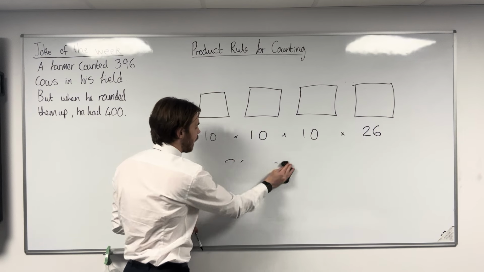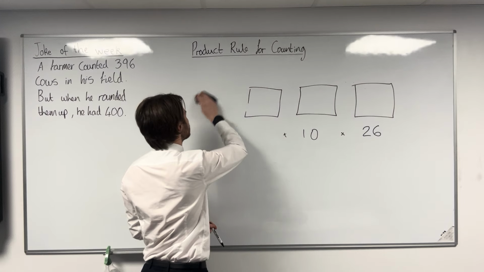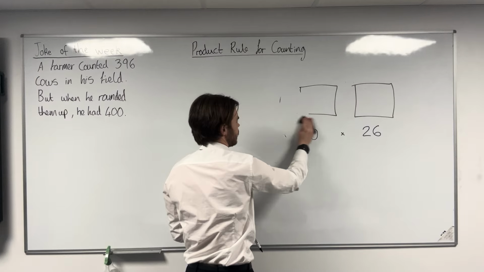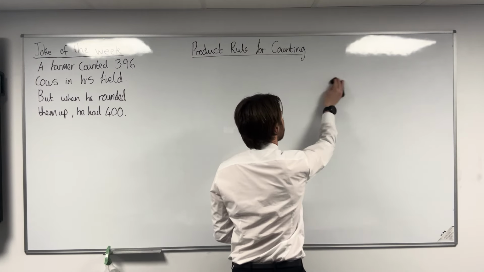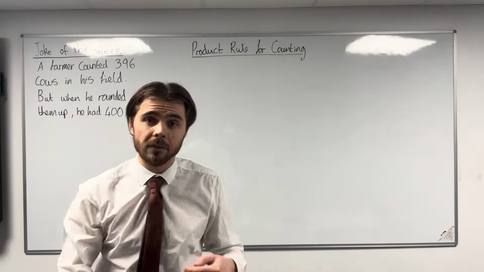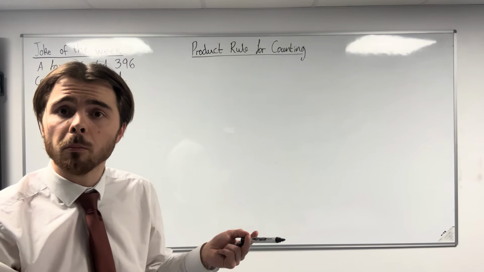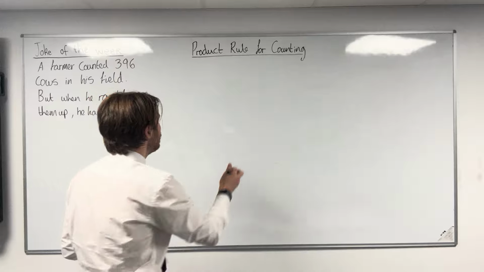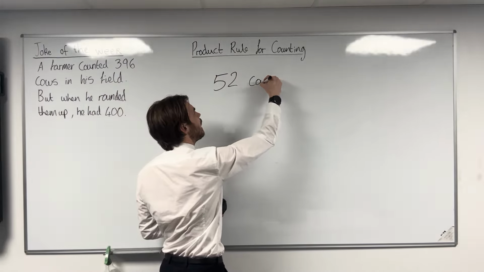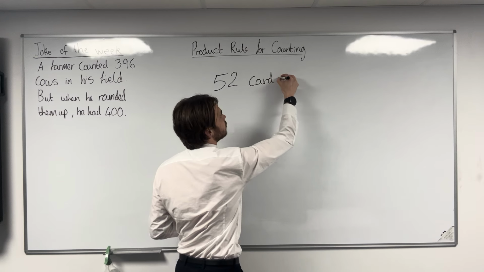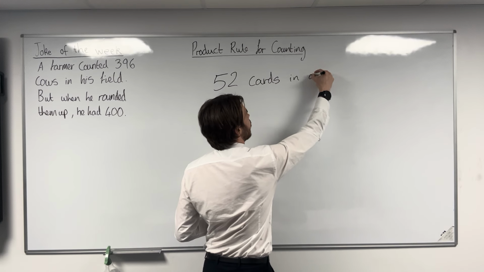Now, we're going to look at one last example that's a slight bit different from product rule for counting. So far, it's all been about multiplying by the amount of options there are, and then you get the total amount of combinations. Now, this last one, we have 52 cards in a pack, or a deck.